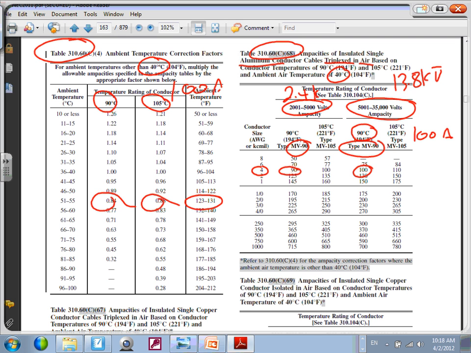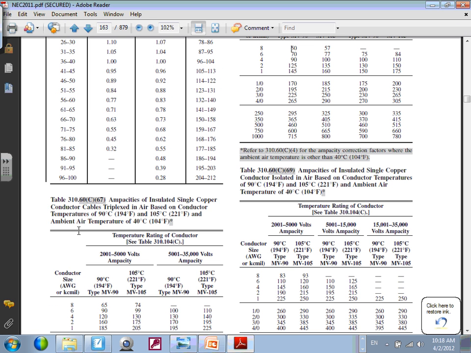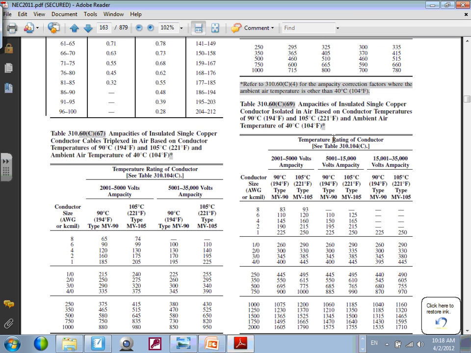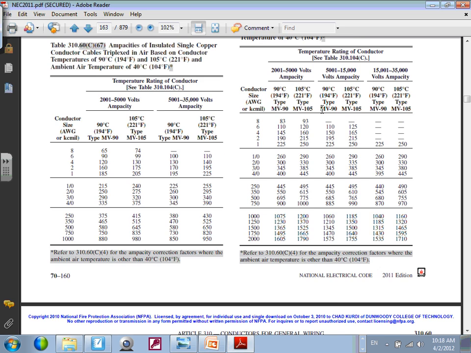Very few of you will be using these tables, unless you work on a major project really. But that's how you use it. This is for aluminum. Believe it or not, they have them for everything. Here's my copper, the same application, triplex copper. The one underneath it is in air, based on conductor ampacity of single conductors. Now we're on single conductors in air, on poles and so forth.